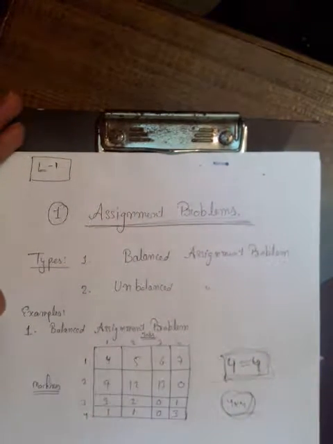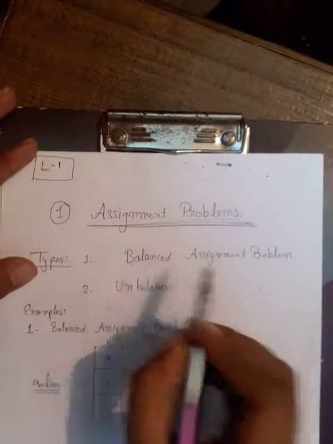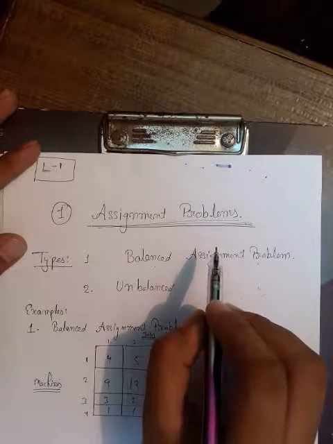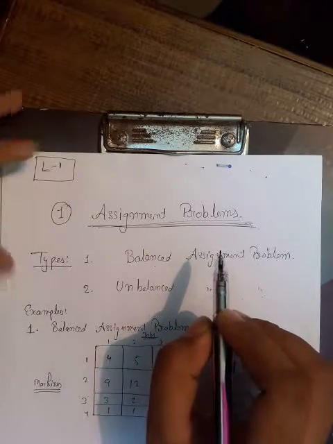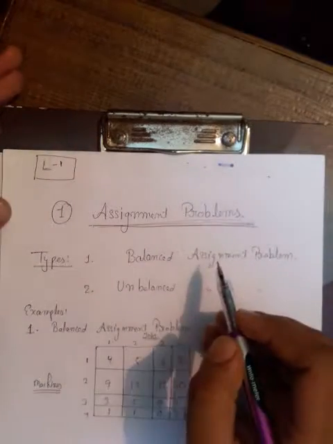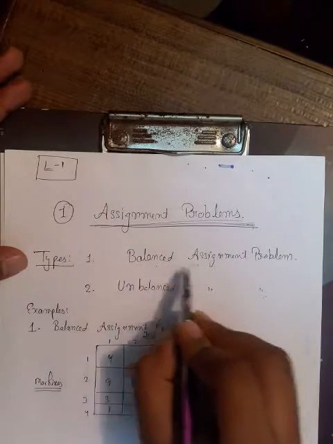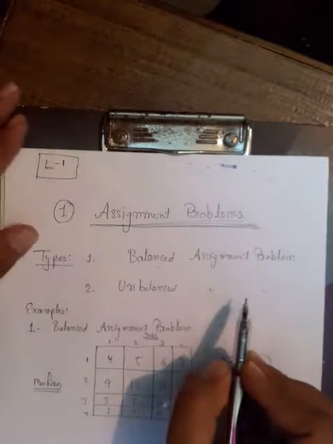Basically, first thing is, what is an assignment problem? Assignment problem is a special kind of transportation problem in which each source has the capacity to fulfill the demand of any of the destinations. In assignment problems, there are two types. First type is balanced assignment problems, and second type is unbalanced assignment problems.